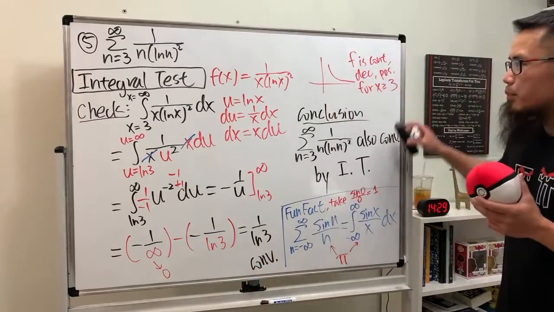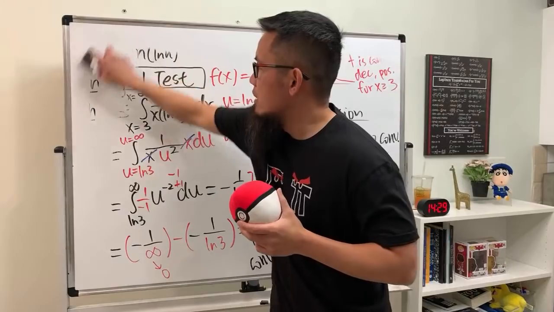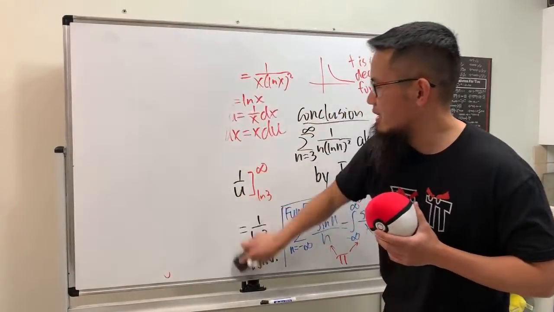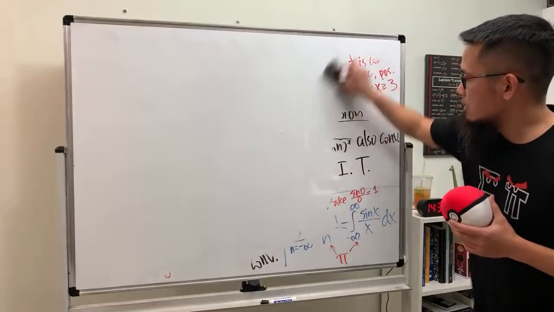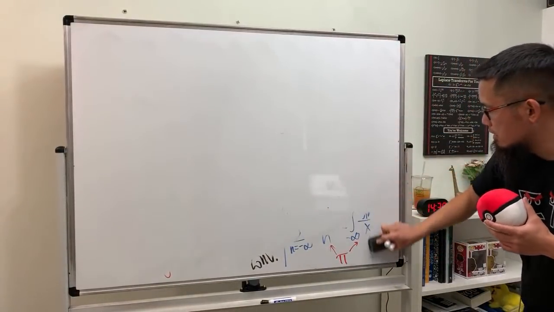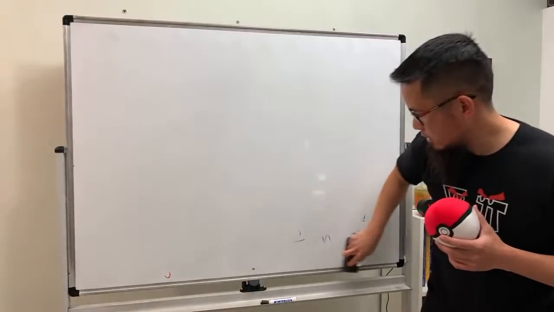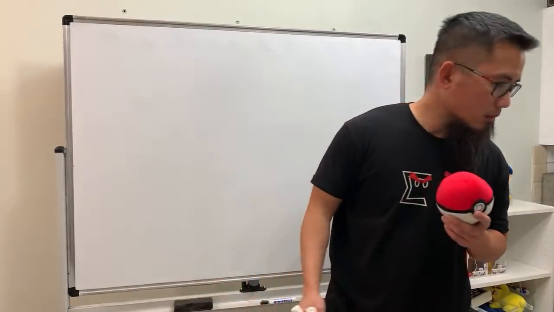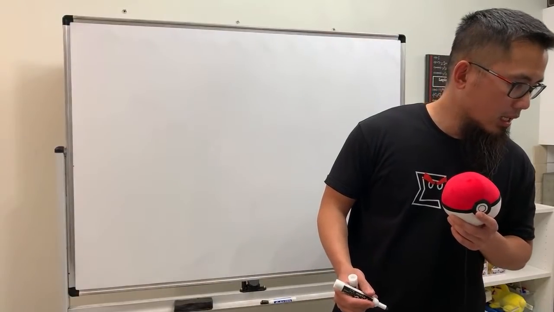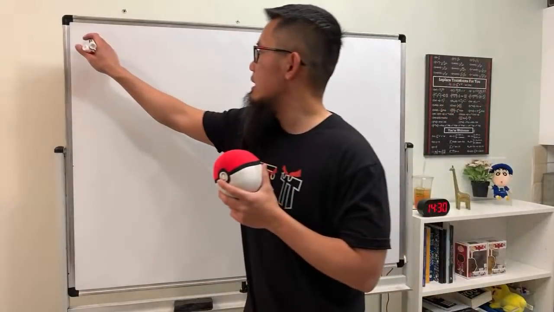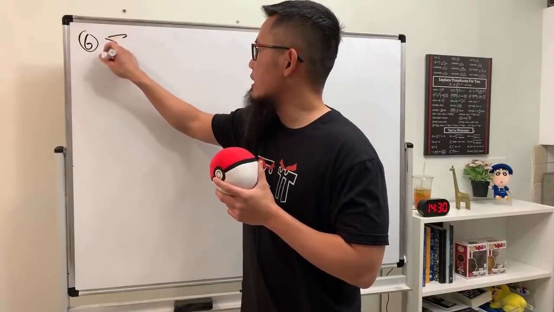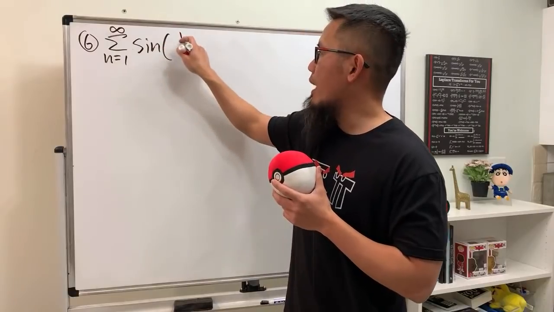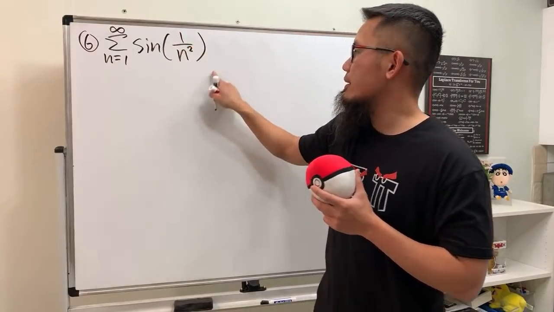Okay, so a couple more to go. Three more to go, I should just say. Number 6. Here we have the sum as n goes from 1 to infinity of sine of 1 over n squared.